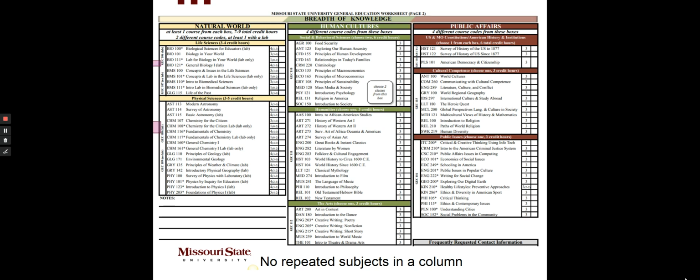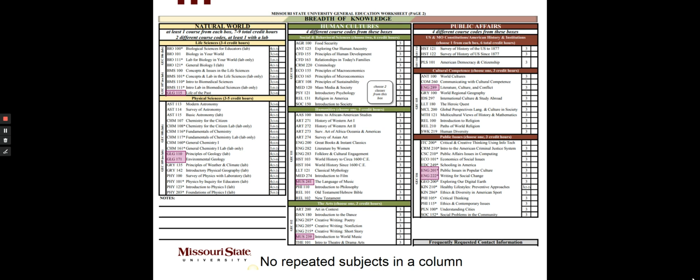So for example, in the natural world, we see geology in both the life sciences and the physical sciences. In human cultures, we see music in the humanities box and in the arts box. In the public affairs column, we see English in cultural competence and public issues. If I choose to do English 289, literature, culture, and conflict, then I cannot do English 201 or English 222 from the public issues box.